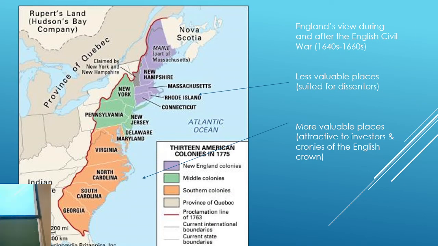Okay, so to start with, from the perspective of Great Britain, we talked about this before, the less valuable places that are suited for dissenters are the places in what we would call the North, New England, and the upper part of the Mid-Atlantic. And the more desirable places, attractive to investors and cronies of the English crown, are in the lower period.